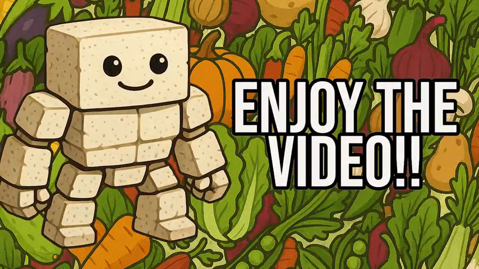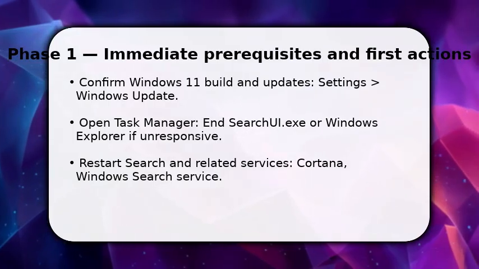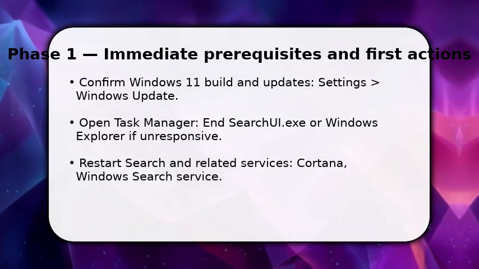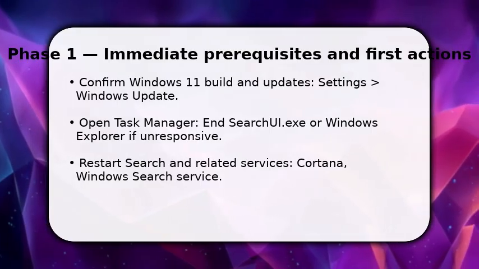Please enjoy the video. You're starting by preparing only what's needed. Open Task Manager now and end the Search UI or Windows Explorer process if it's frozen. Once done, check Settings Windows Update to ensure no pending upgrade is blocking search.